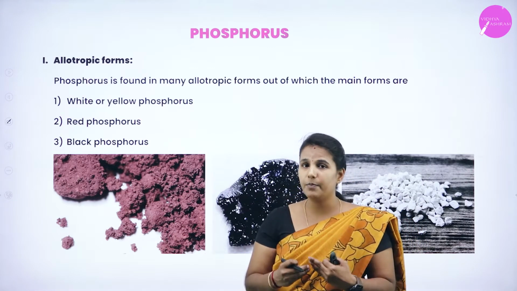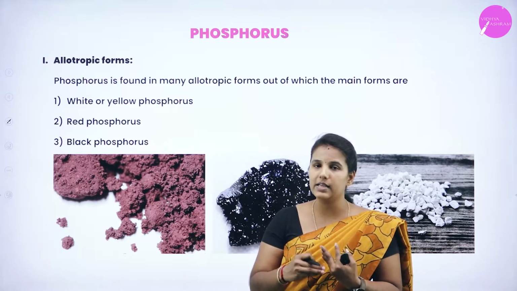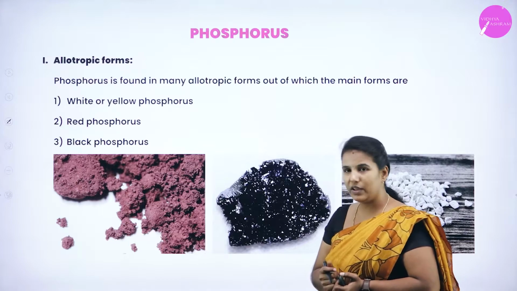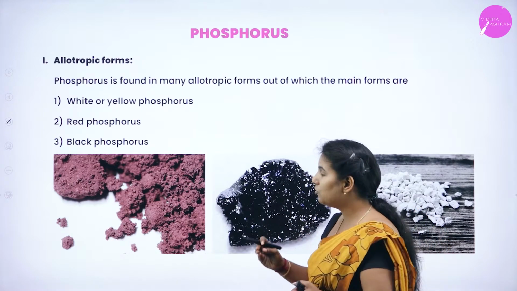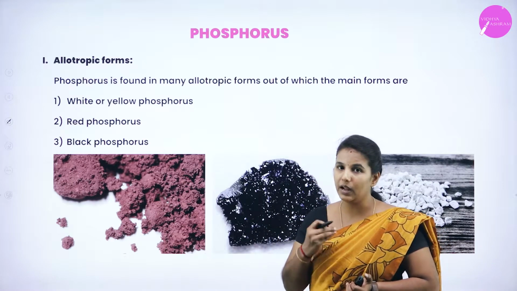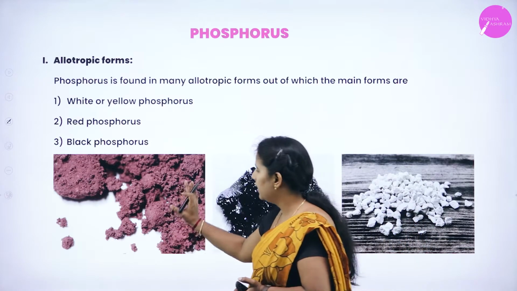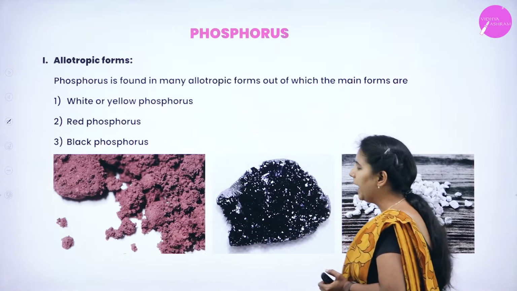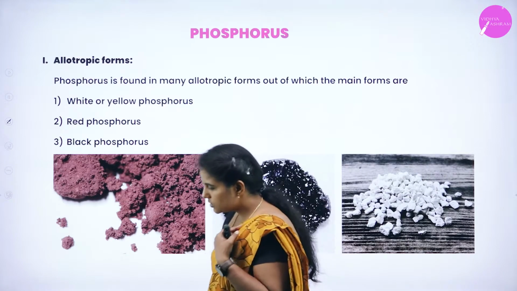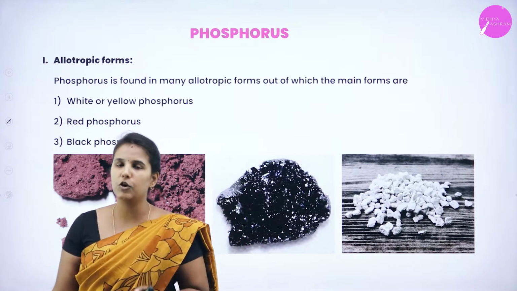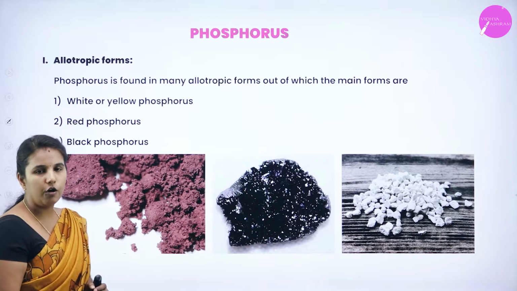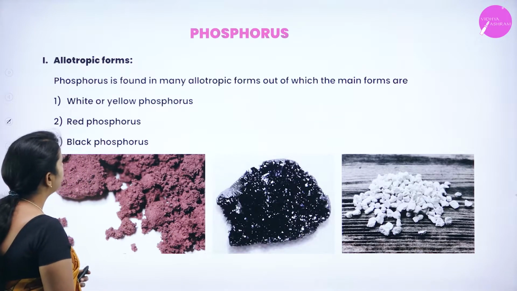Remember, the white phosphorus is also called yellow phosphorus, and you can see from this figure how this phosphorus looks. Okay, this is red phosphorus, black phosphorus, and this is white phosphorus. Sometimes it is also known as what? Yellow phosphorus also. So these are the three allotropes of phosphorus.